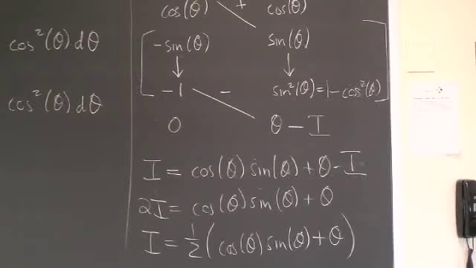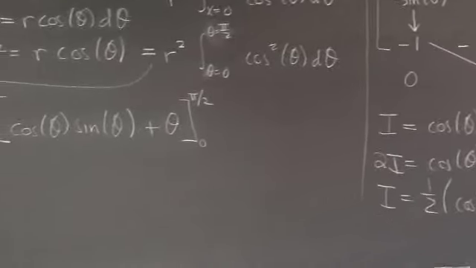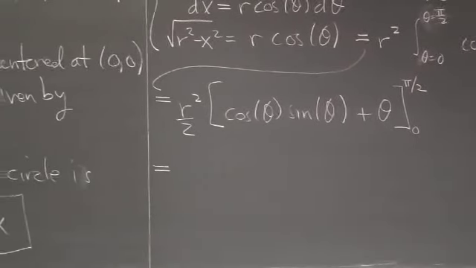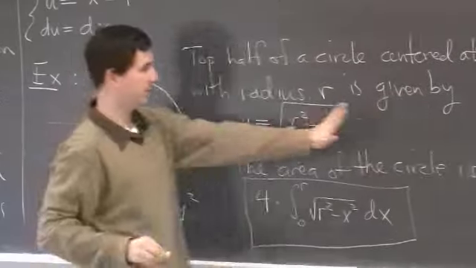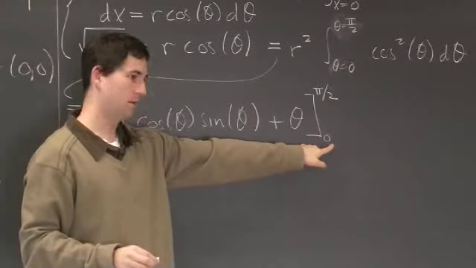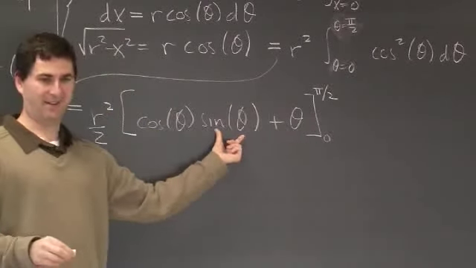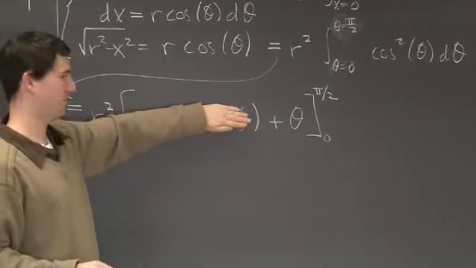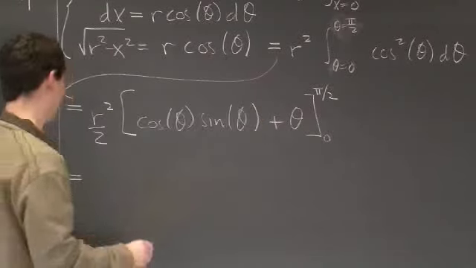And this is really nice because, when I plug in pi over 2 into, say, a cosine, what do I get? The cosine, up here, that's the x-coordinate. The x-coordinate is 0. So that whole term's going to go away. And what about when I plug in 0? The sine's going to go to 0. So somehow this was not going to matter whatsoever, which is kind of cool.